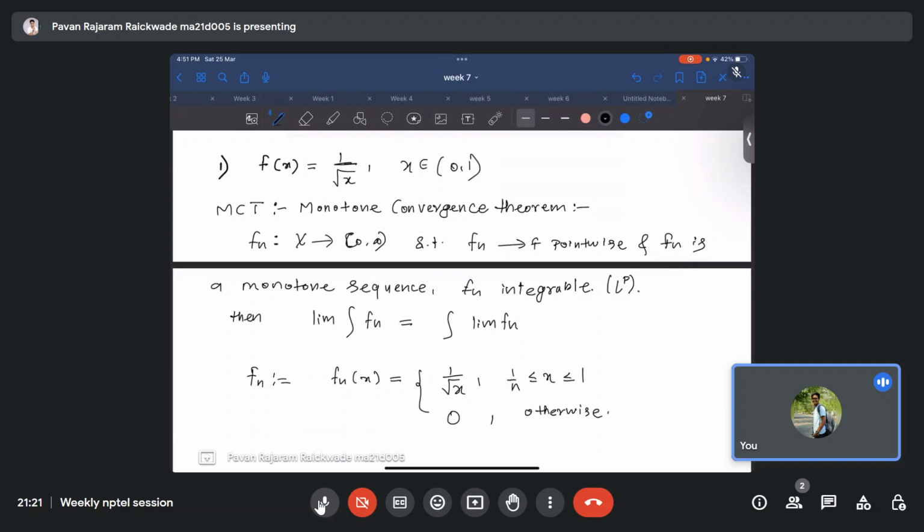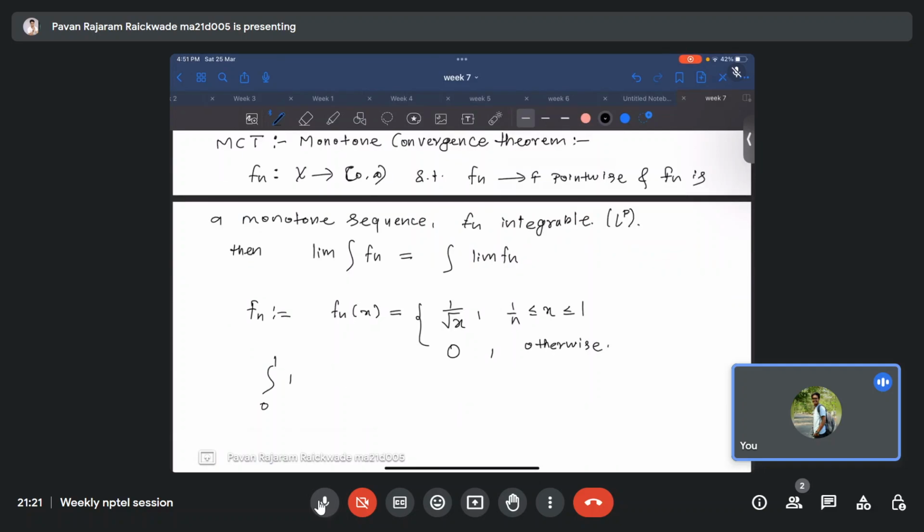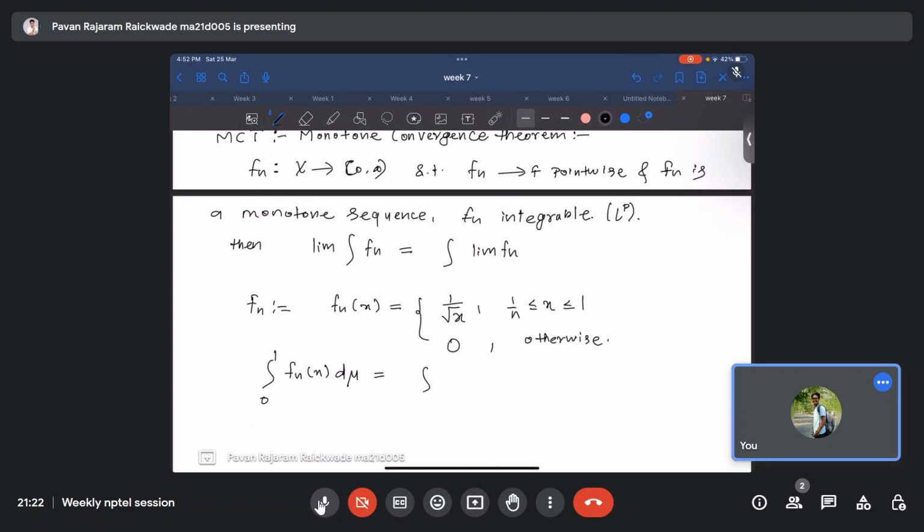Now the integral over 0 to 1 of fn(x) dx, with Lebesgue measure here, will be the same as the integral from 1 by n to 1, because before that it's just 0. And this is just a Riemann integral. You know this: it is 2 root x from 1 by n to 1, which is 2 minus 2 by root n.